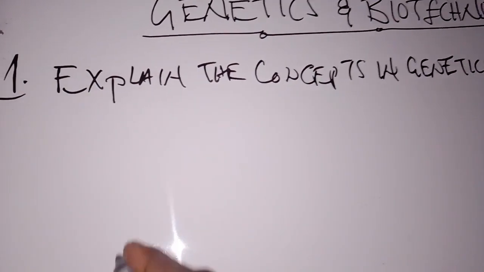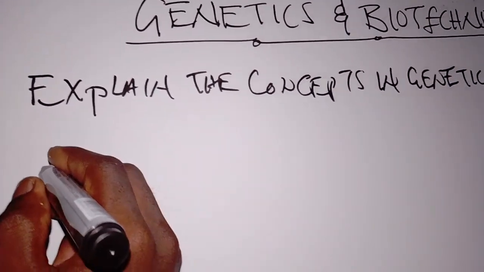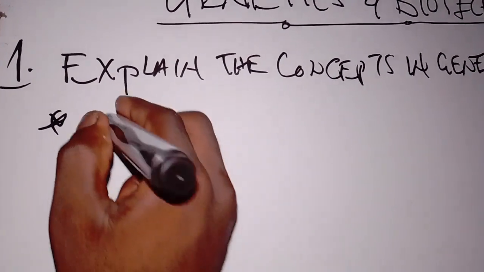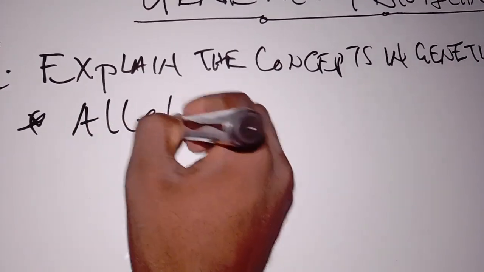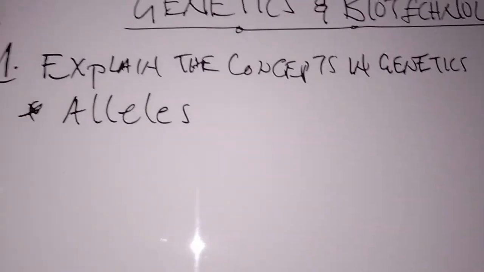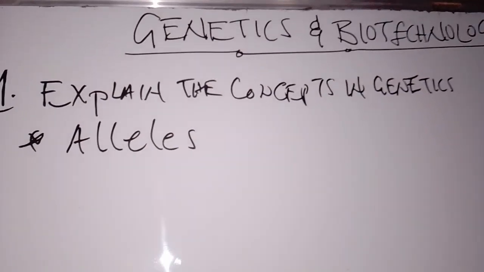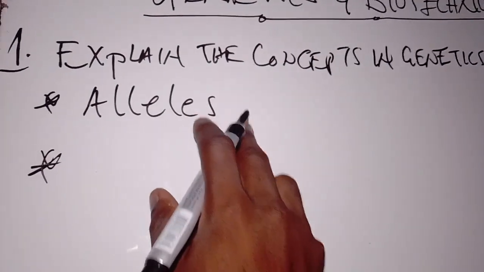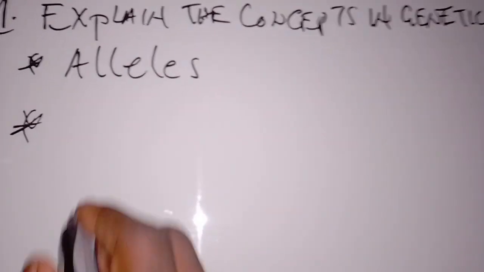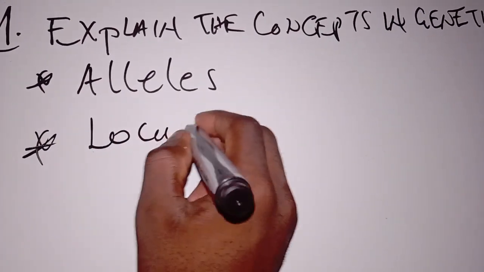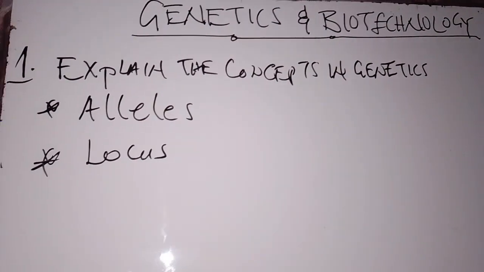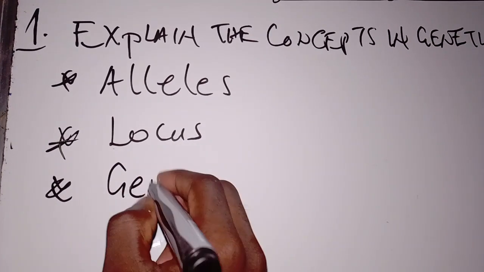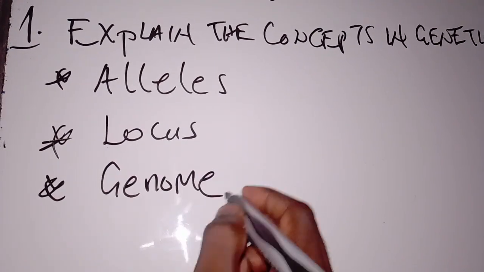In explaining the concepts in genetics, you have to know about the alleles. So what are alleles? You need to know. We'll look at it. Don't worry, if you know, then you are safe in this area. And then you have to know about the locus. These are the concepts. Then you need to know about the genome, human genome or animal genome.